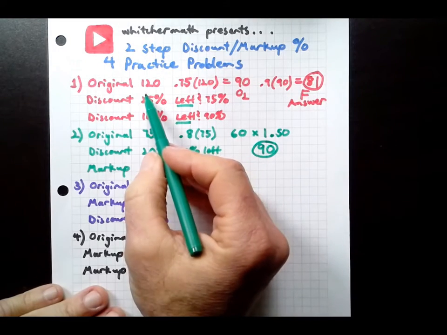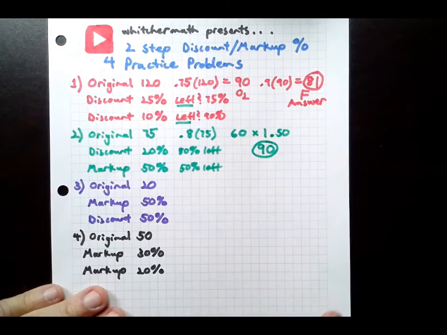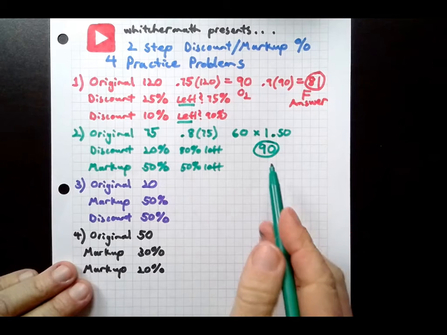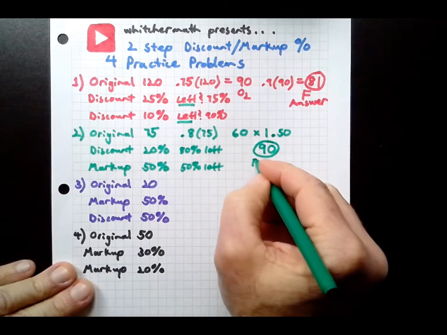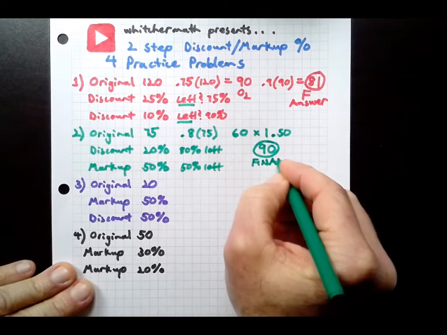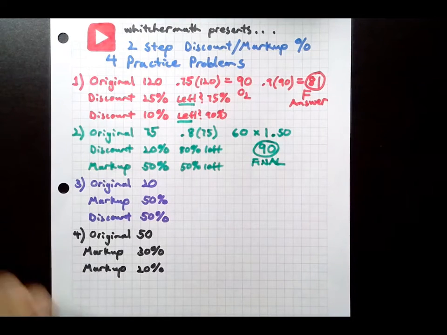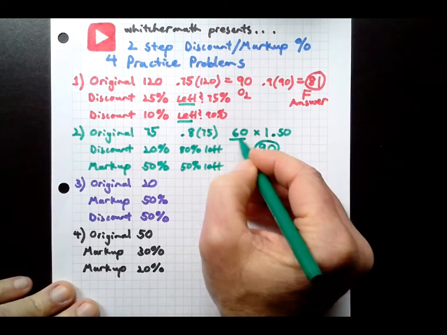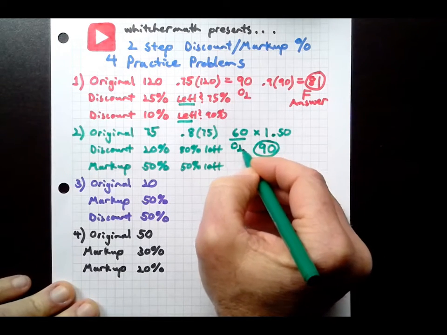Let's check my work from that first one. Yeah, that's good. So I ended up at 90 here for the final. Let's just call it the final. I struggled with the language of that on the first one. And 60 in this case, that's our second original.